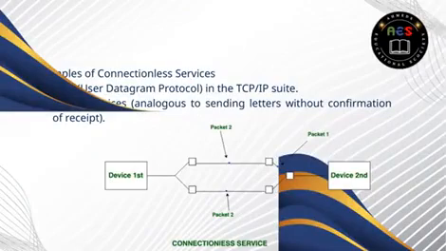One common example is UDP, or User Datagram Protocol, which is part of the TCP/IP suite. UDP allows data to be sent without establishing a formal connection first, making it faster but less reliable. Think of it as sending a message without waiting for an acknowledgement. Another example that many of us can relate to is postal services. When you send a letter, you don't get a confirmation that it was received. You just trust that it will arrive. This is similar to connectionless communication, where there's no ongoing connection or confirmation process between sender and receiver.